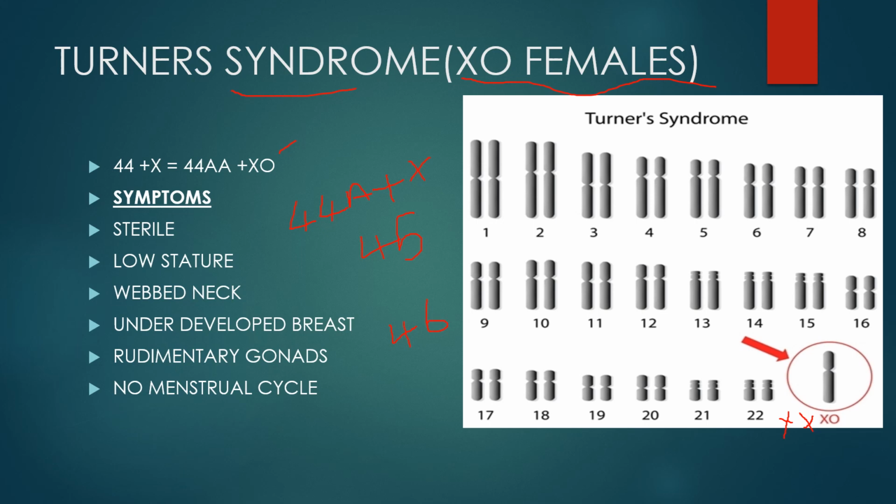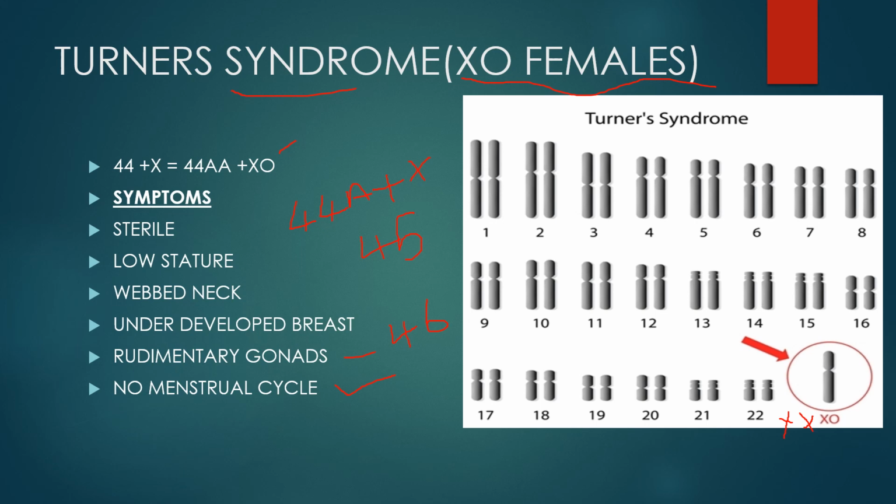What are the symptoms of this disease? They are sterile, they have low stature, and they have a webbed neck. They have underdeveloped breasts, rudimentary gonads, that is underdeveloped gonads, and the menstrual cycle will be absent. These are the symptoms of Turner's syndrome.